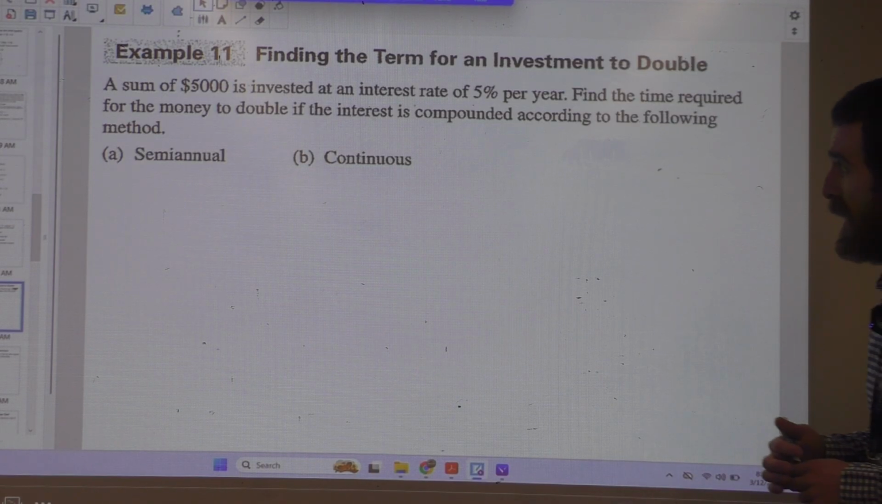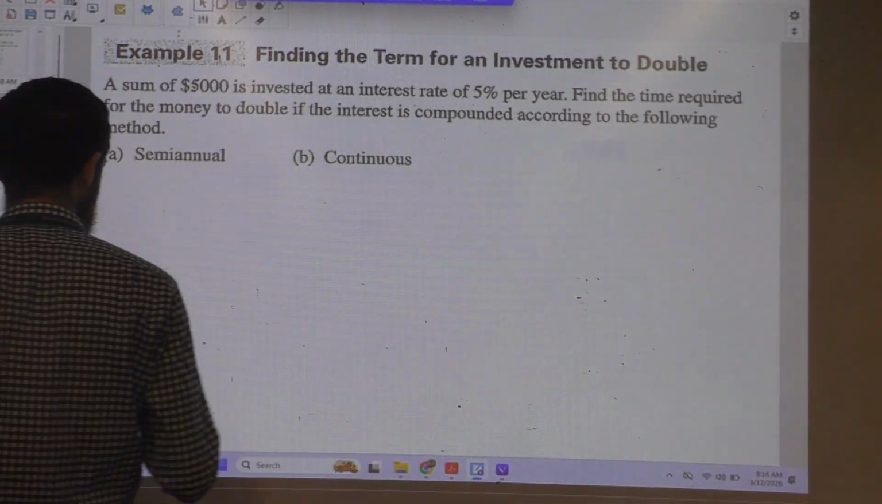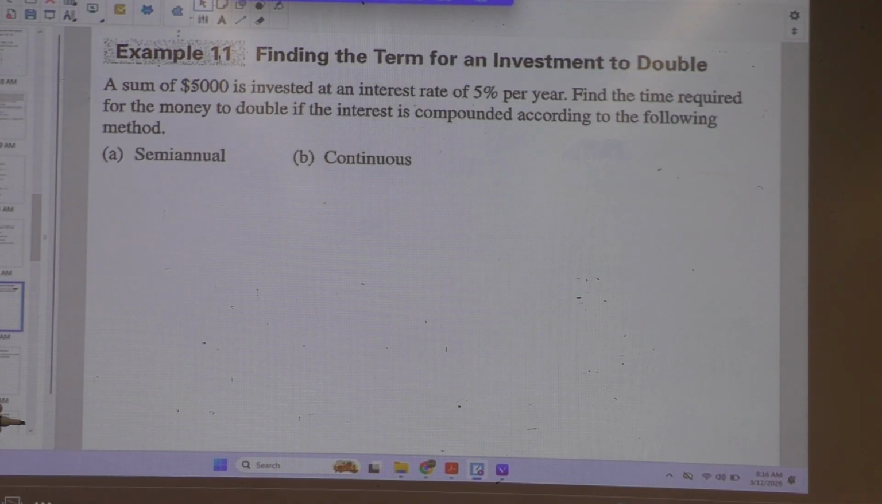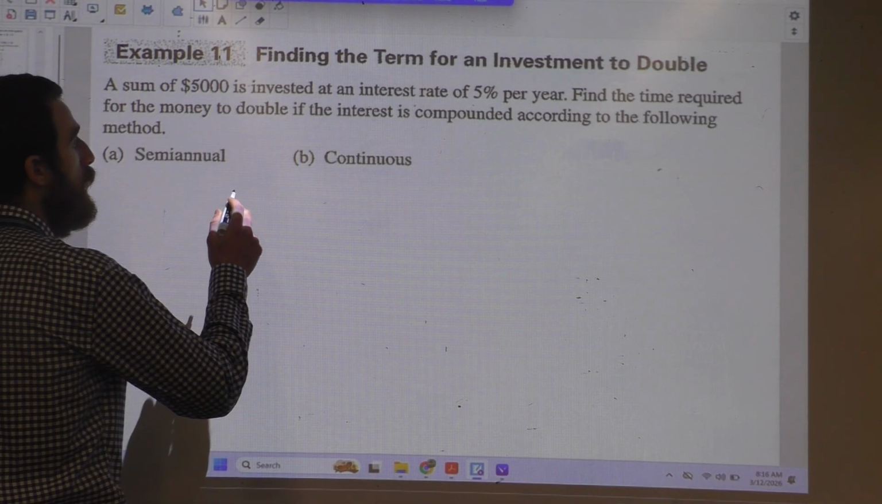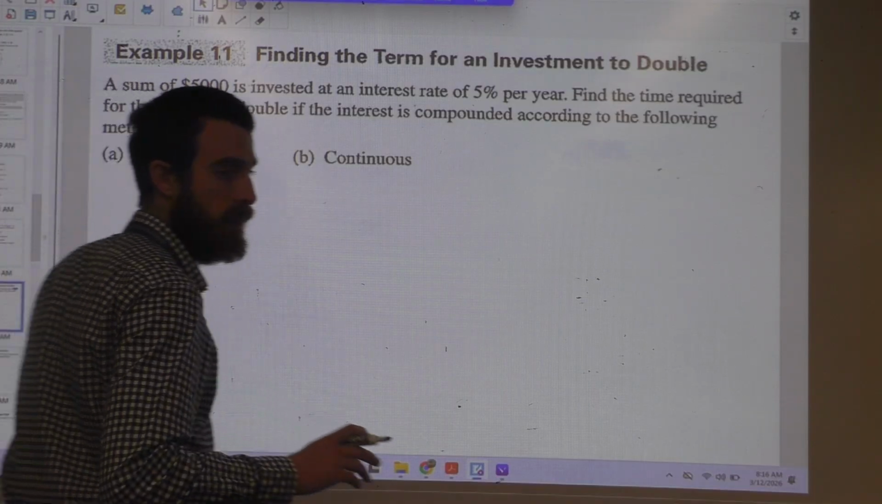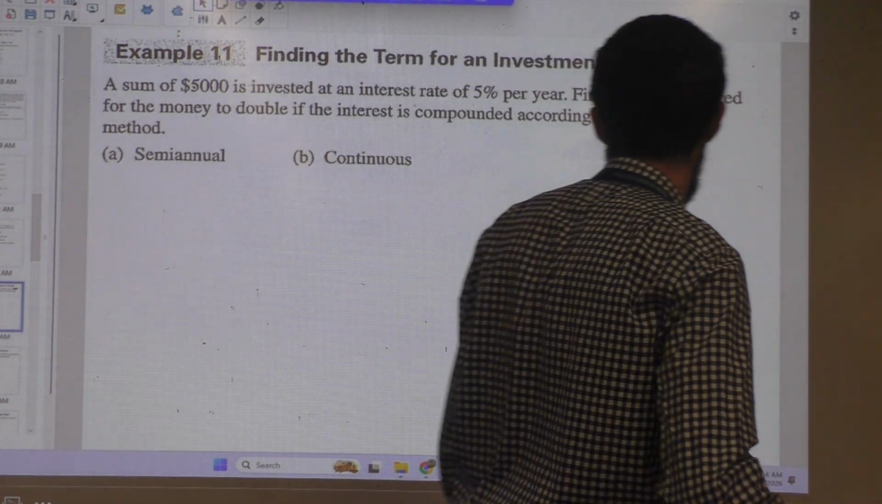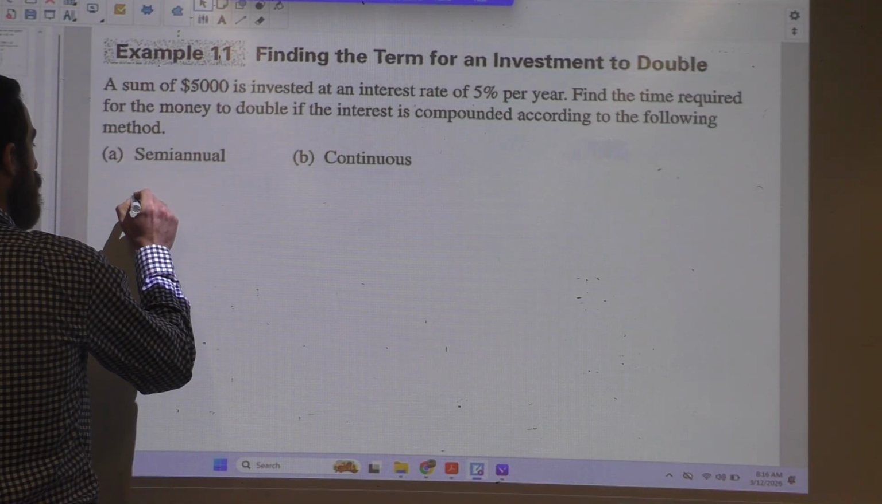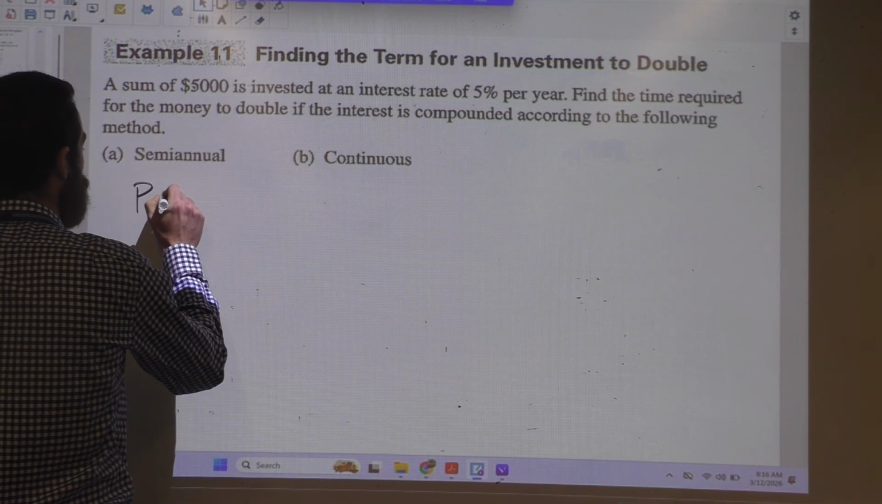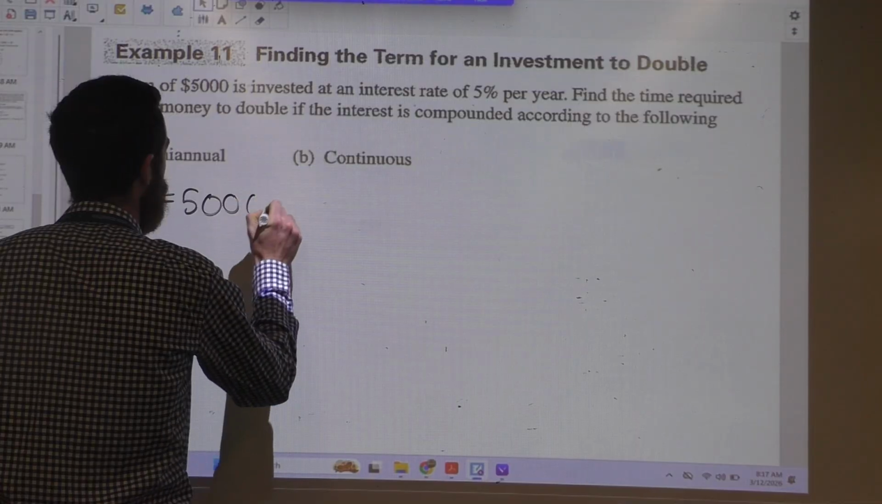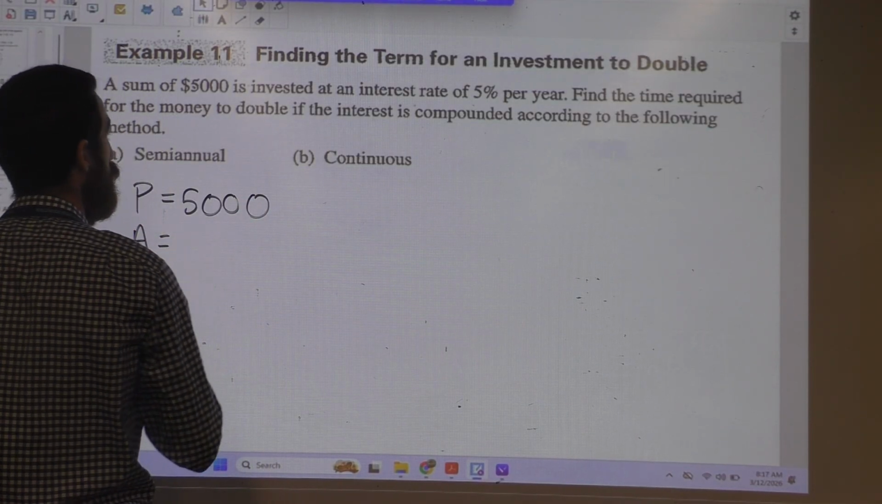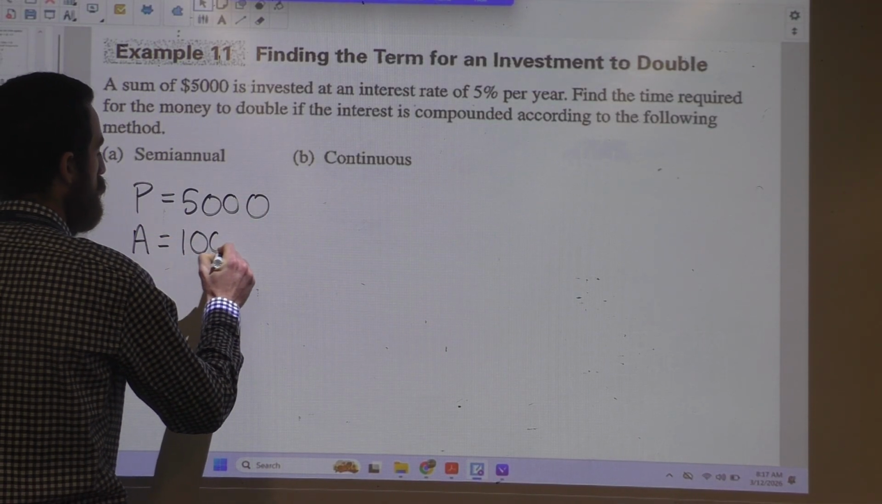A sum of $5,000 is invested, that is P0, or P. It's the principal at an interest rate of 5% per year. Find the time required for the money to double if the interest is compounded according to the following method. So we have A, P, and R, and we're solving for T. That would mean that P for both of these problems is equal to 5,000. And A is equal to, well, doubling that, 10,000.